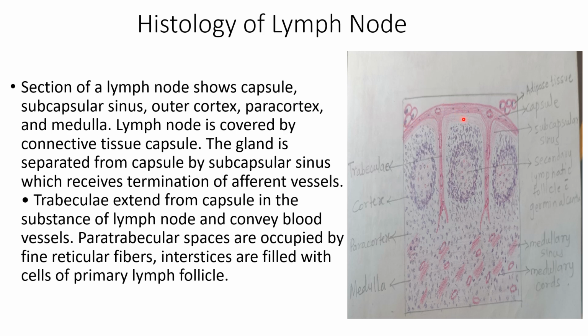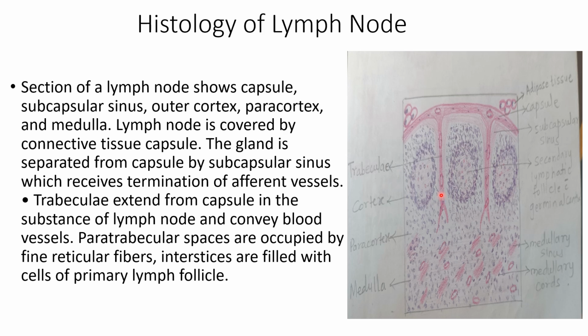Beneath it there is the subcapsular sinus, in which the afferent vessel carrying lymph opens. Then we have the cortex, in which lymphatic follicles are there. Then the paracortical area is known as the thymus dependent area, which has more T lymphocytes, and this part is the medulla. And the capsule sends trabeculae, and the trabeculae have blood vessels in them.